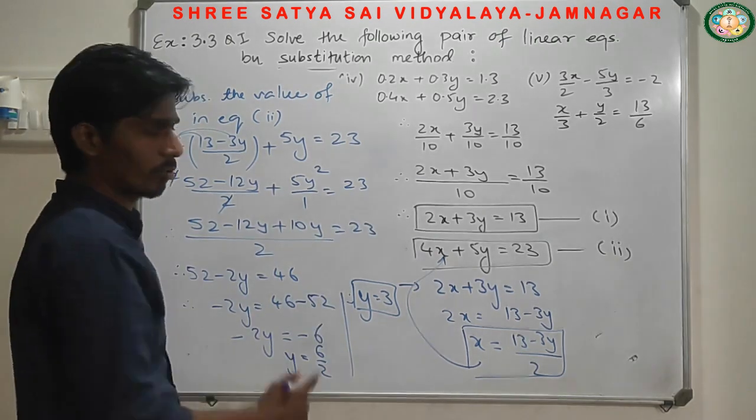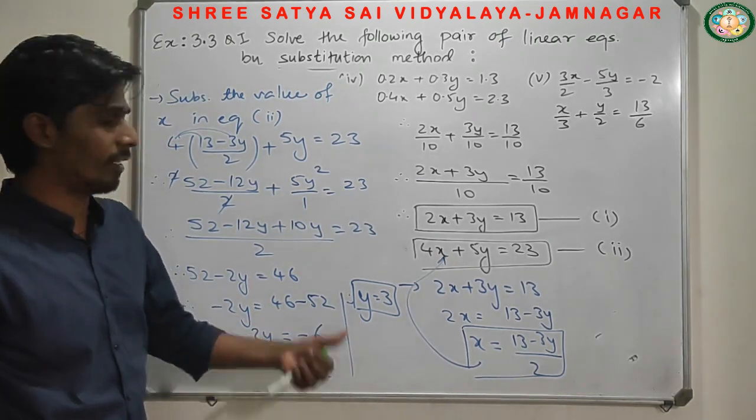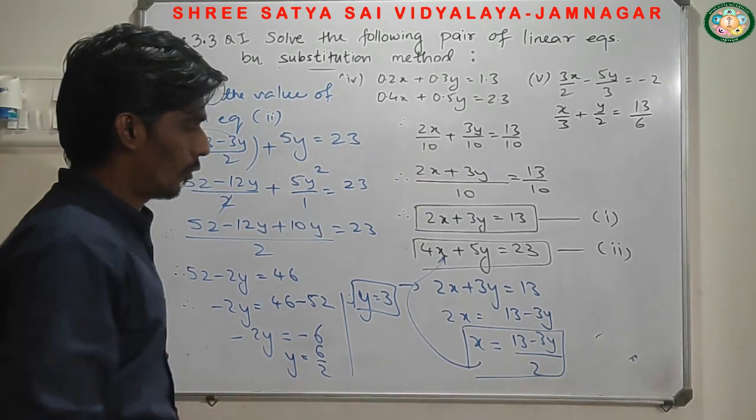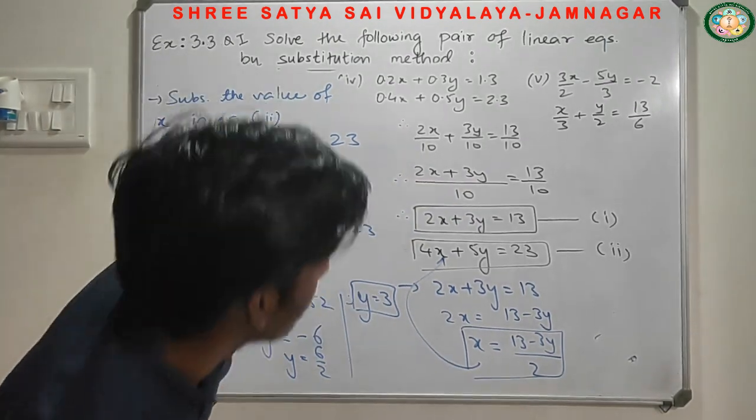Suppose if you are done up to this, you get 1 mark because you did not find out the value of x. Now we are going to find the value of x. For that we are going to replace in this equation.